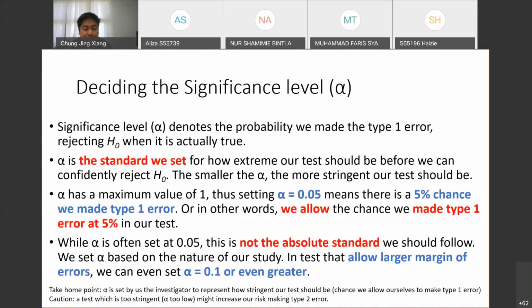You have to remember that while alpha is often set at 0.05 or 5%, this is not the absolute standard. It's not the case that for all tests we have to set 0.05. I encounter a lot of students who always tell me they have to set alpha to 0.05. In fact, it depends on your study. If your study allows a larger margin of error, you can even set alpha to be 0.1 or even 0.4, meaning a 40% chance that what you get may be wrong. It depends on your test.